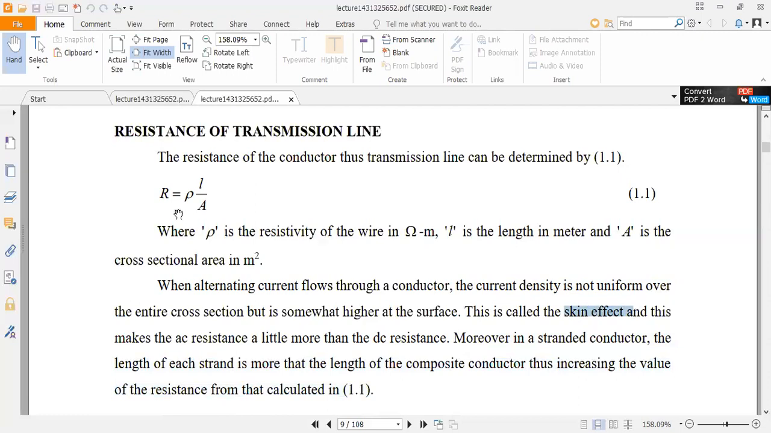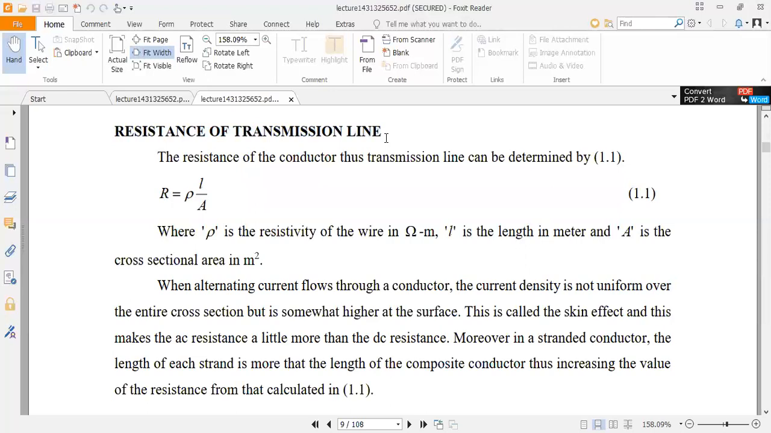So here this is only the calculation formula of the resistance, that is R is equal to rho L upon A. You can easily calculate the value of the resistance by putting the value of L, by putting the value of A, and by putting the value of the constant, that is rho, in ohm meter. So this section describes the resistance of the transmission line, the resistance of the conductor, of any wire.